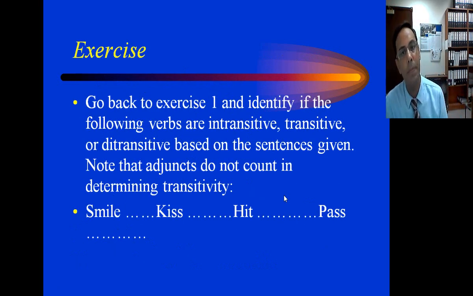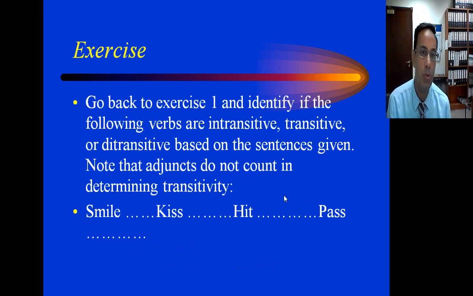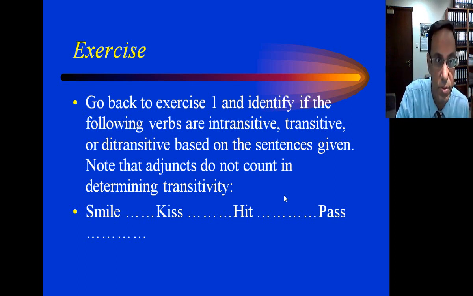Exercise. Go back to exercise 1 and identify if the following verbs are intransitive, transitive, or ditransitive based on the sentence given. Note that adjuncts do not count in determining transitivity. Smile, kiss, hit, pass. Think and try to work out the number of arguments involved with these verbs. Then decide whether the verb is intransitive, transitive, or ditransitive.